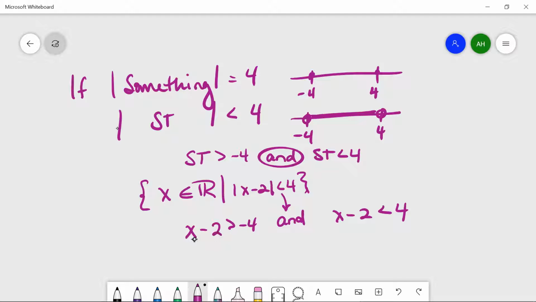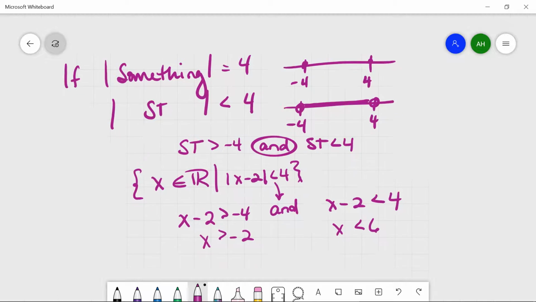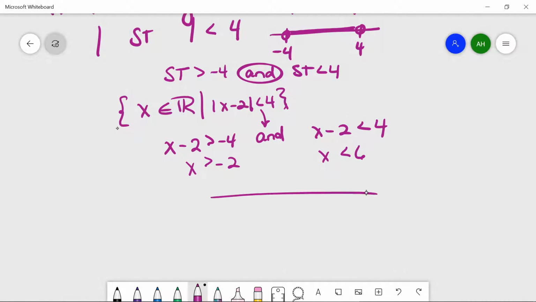All right, so move my 2 over. Sorry, I just looked at that wrong for a second. So x is going to be greater than -2, and x is going to be less than 6. Here I'm going to graph this. Here's my 6, here's my -2. These are going to be my real numbers, so this area right in there.